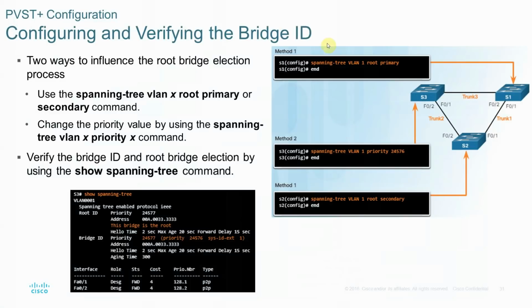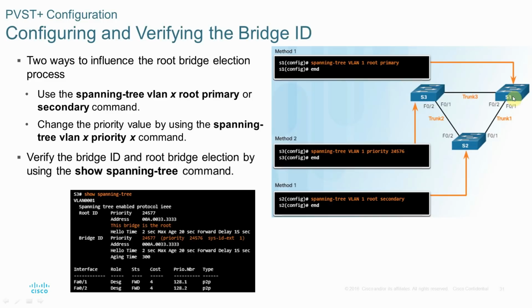If you want to make any switch, suppose switch 1, a primary root switch, what you need to write is spanning-tree vlan 1 root primary. This switch is then the root bridge for VLAN 1. You just need to type this command, spanning-tree vlan 1 root primary, and this switch becomes the root bridge for VLAN 1.